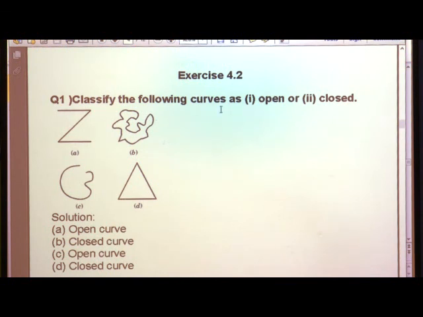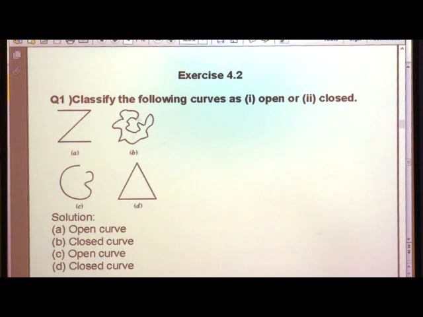Classify the following curves as open or closed. It's very simple. Now, the images of a few curves are given here. You have to find out whether each is an open curve or a closed curve. Tell me, this is a curve which is drawn without lifting the pencil up. So, which type of curve is it? Yes, it is an open curve.